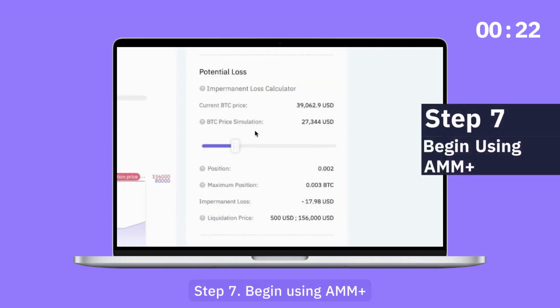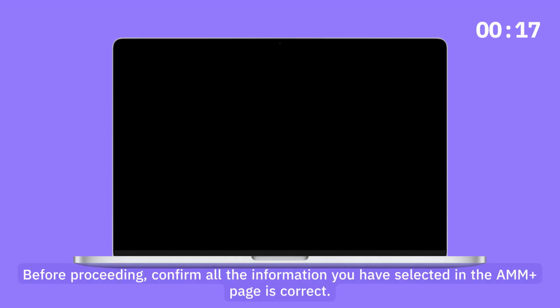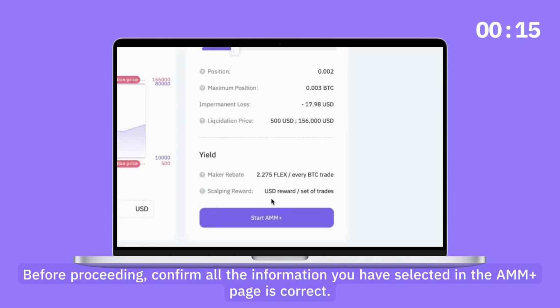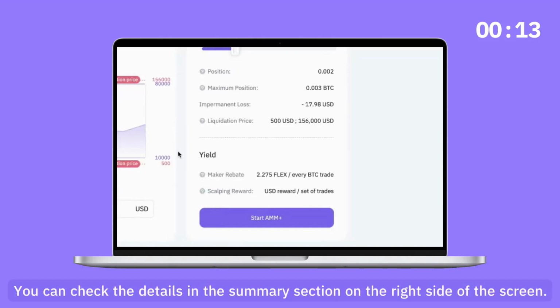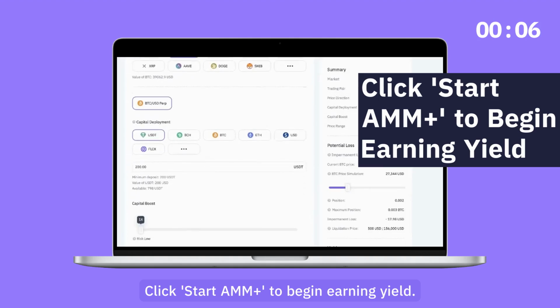Step 7. Begin using AMM Plus. Before proceeding, confirm all the information you have selected on the AMM Plus page is correct. You can check the details in the summary section on the right side of the screen. Click Start AMM Plus to begin earning yield.